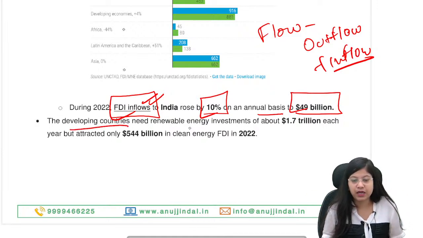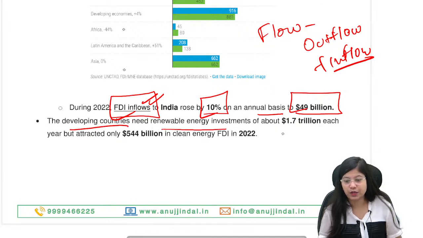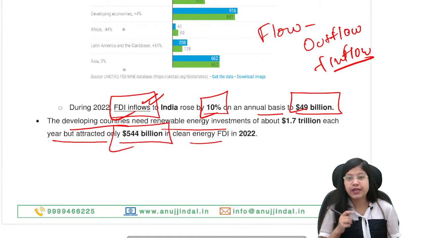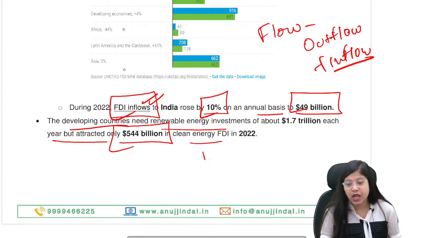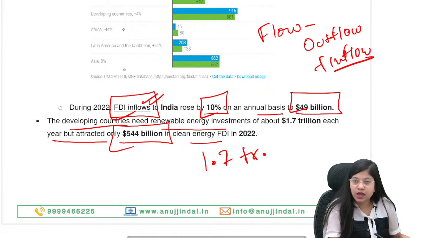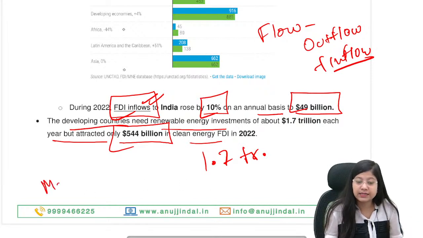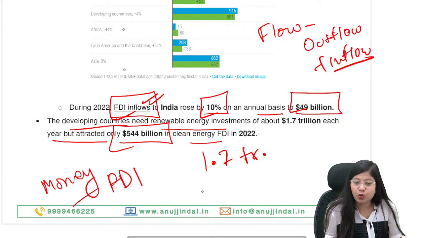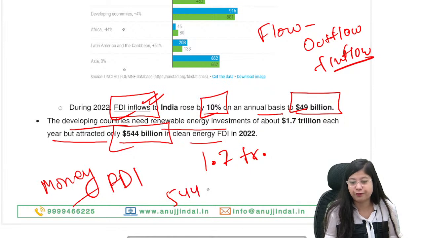Then the developing countries need renewable energy investment of about $1.7 trillion each year, but attracted only $544 billion in clean energy FDI in 2022. This means that the world needed 1.7 trillion to invest in clean energy in these countries, but the money that they got from other countries as FDI was only about a third of it, $544 billion.